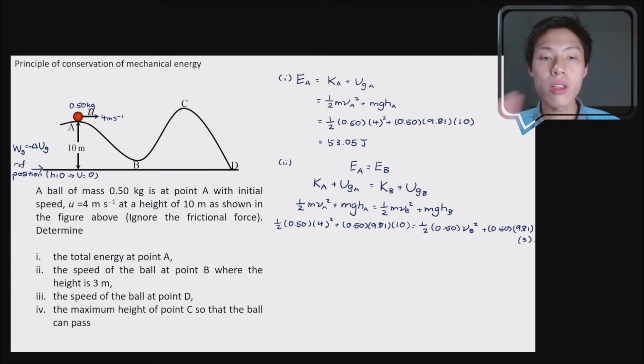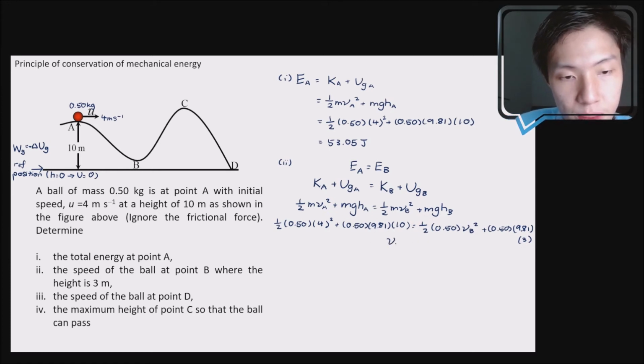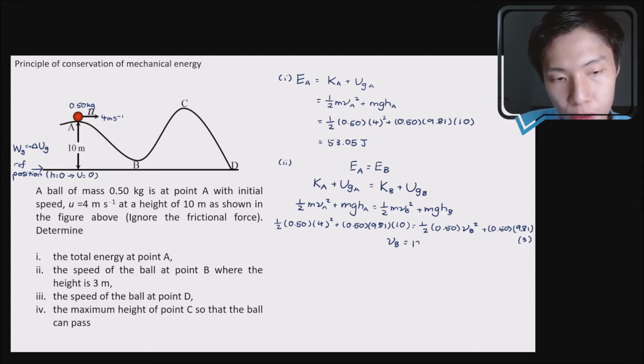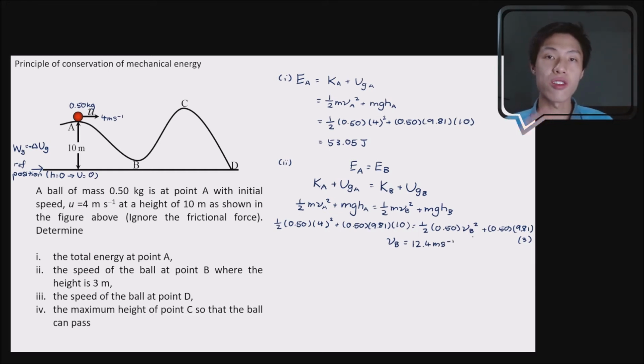Okay, so all the values are already substituted in except for the speed at point B. And since this is the only unknown in this whole equation, I believe if you use your calculator to shift things around, you will get your VB. And in this case, VB, speed at point B will be equals to 12.4 meter per second. Okay, very straightforward. Just take two positions and compare, substitute in everything, then your answer will come out.